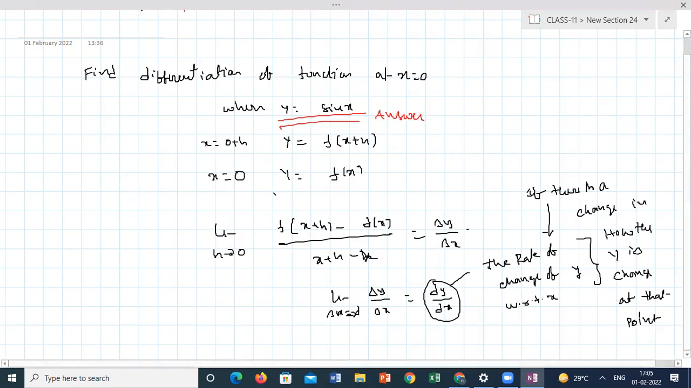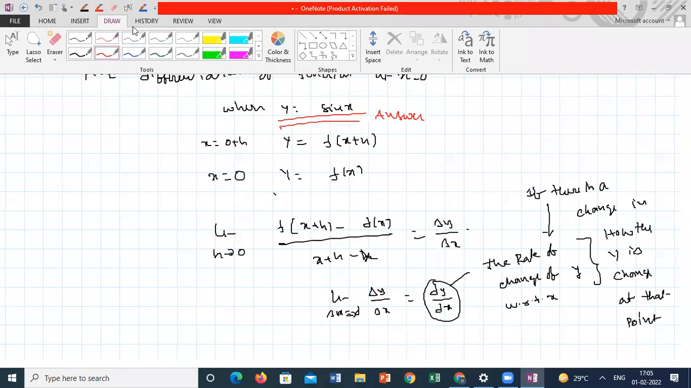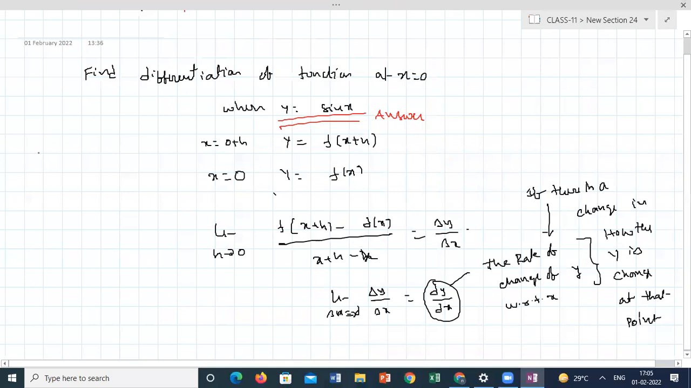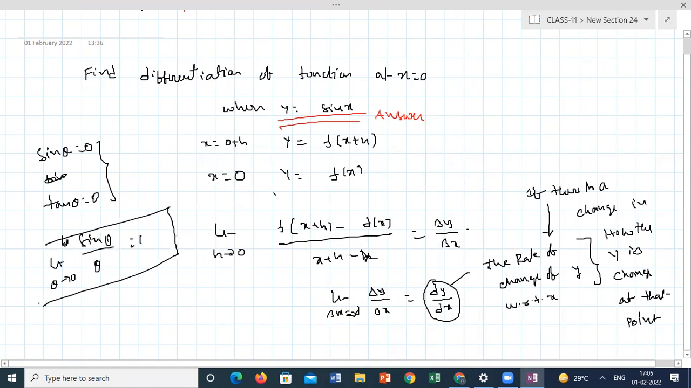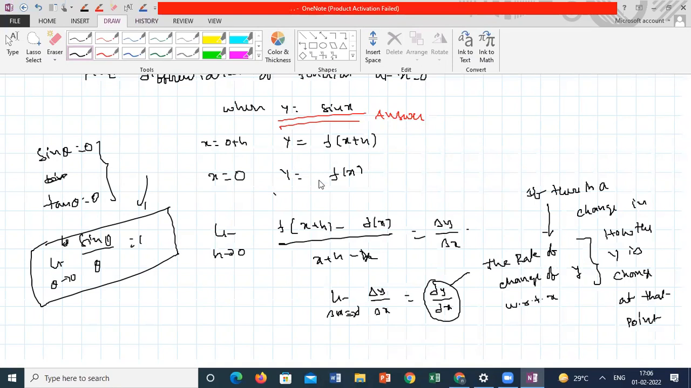If you remember yesterday's topic, I explained beyond what you need also. Why do we take sin theta equal to theta for small angles? Tan theta is also equal to theta for small angles. Why? And in limits, sin theta by theta is equal to 1 as theta tends to 0. Why? With respect to differentiation also, I can explain using this. I'm just waiting for 2 minutes.